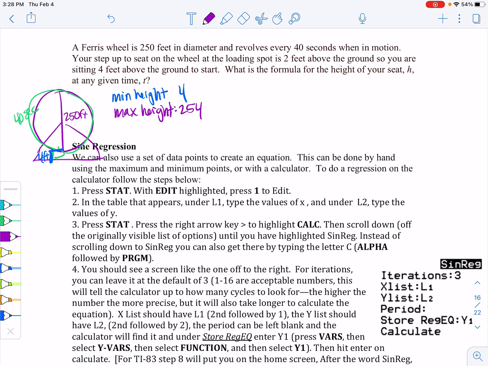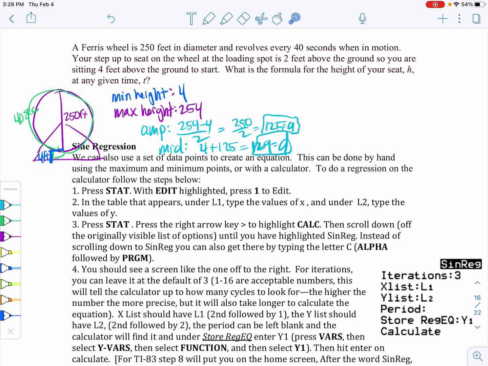Now that we've found the minimum and the maximum, I can find both the amplitude and the midline. The amplitude is going to be 254 minus 4 cut in half, which is 250 cut in half, which is 125. The midline is going to be the minimum plus the amplitude, so 4 plus 125, or the max minus the amplitude. Either way, you're going to get 129. So this is our D value, 129. This is our A value. So we have 2 of our things so far.